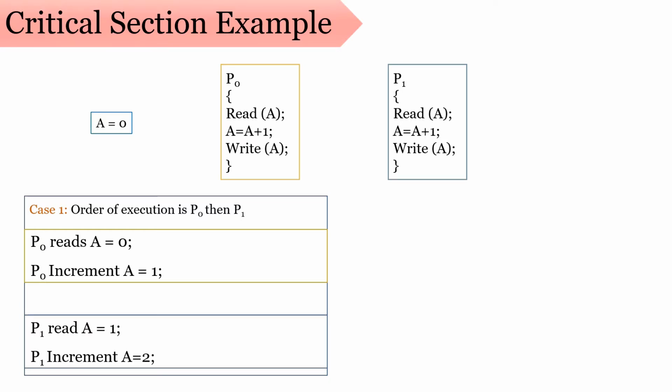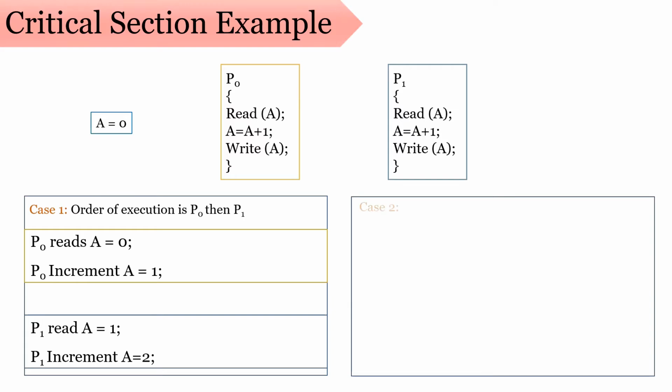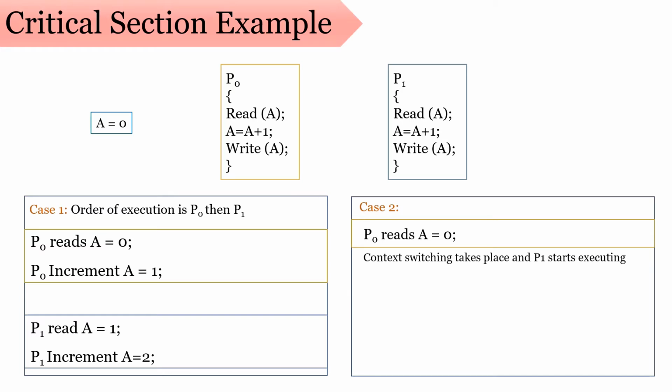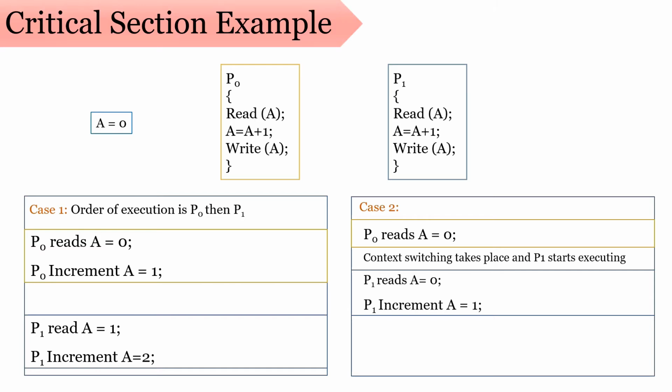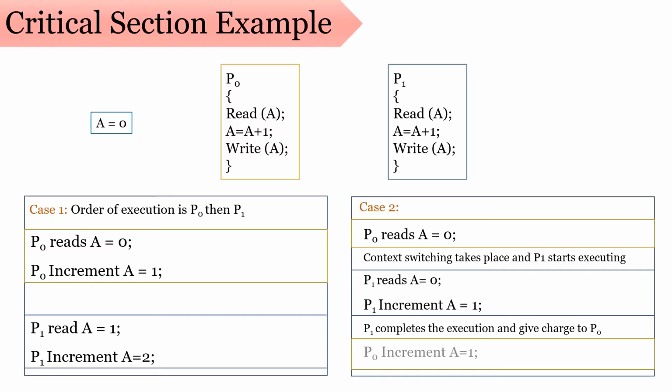Now, let us discuss the second scenario, where P0 starts execution first and reads the value of a, that equals 0. Suddenly, context switching takes place and P1 takes over and starts execution. P1 reads the value of a, that equals 0, and increments the value of a by 1. As P1 has completed its execution, it gives control back to process P0. Now, process P0 has already read the value of a, that equals 0. It would now increment the value of a by 1.